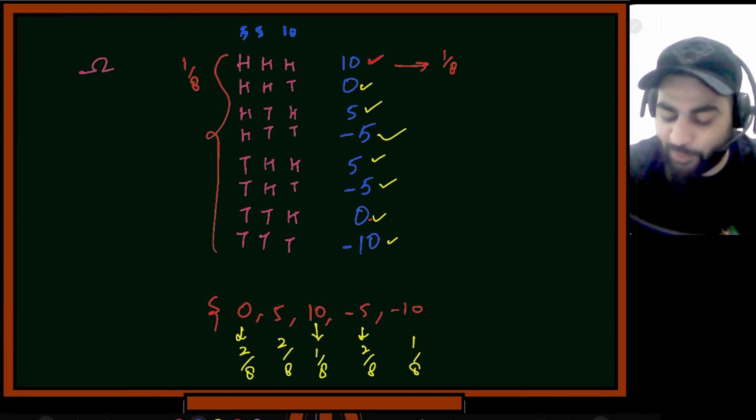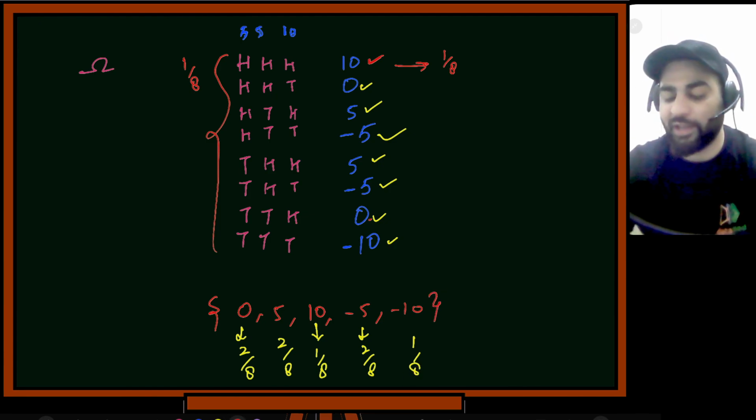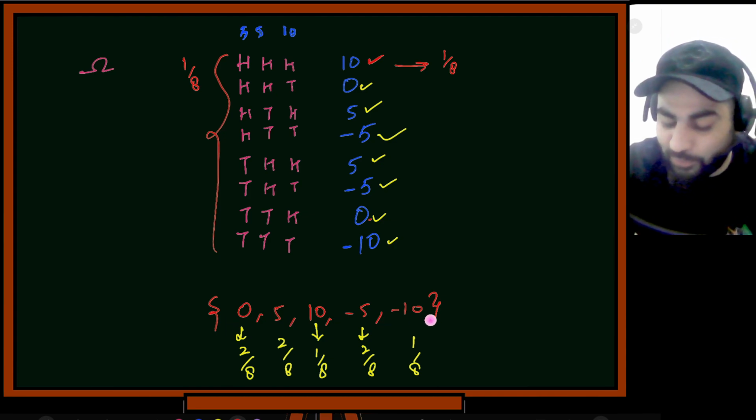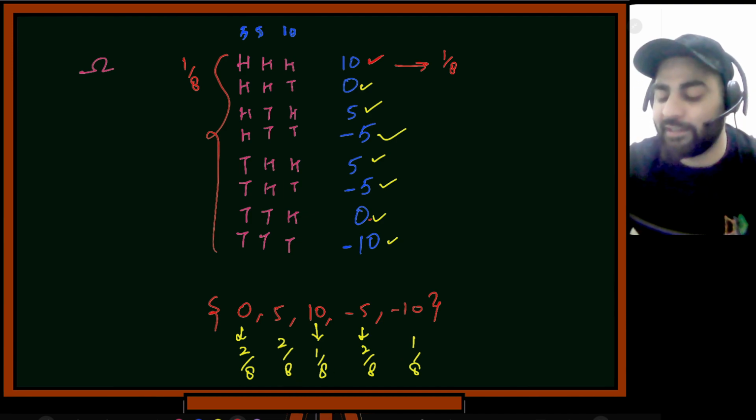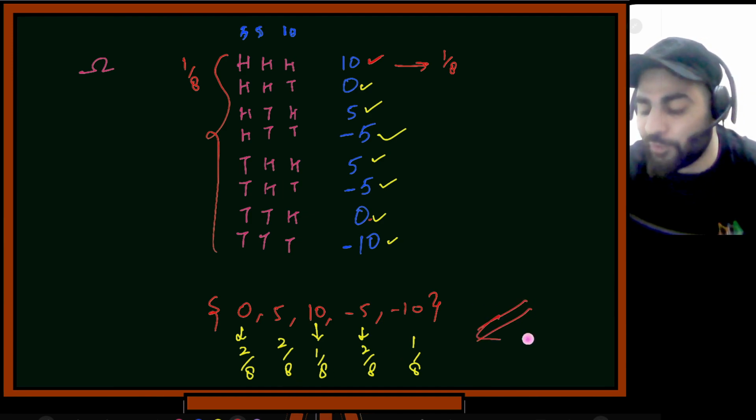Now we assign the probabilities to this. Okay, and we know that the probability of the sample space should be 1. This is 2 plus 2 plus 2 plus 1 plus 1 is 8 by 8. This is 1. So now we distribute the probability in the right way.